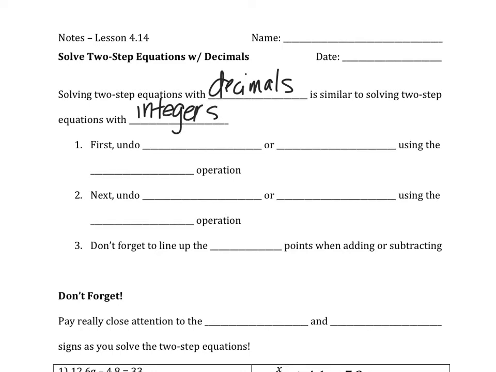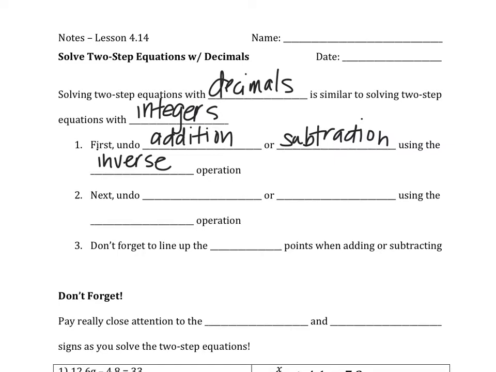First thing we want to do is to undo any addition or subtraction, using the inverse operation. So again, what this means is if something is being added, then we subtract, and if it's being subtracted, then we add in order to get rid of it or move it to the other side.